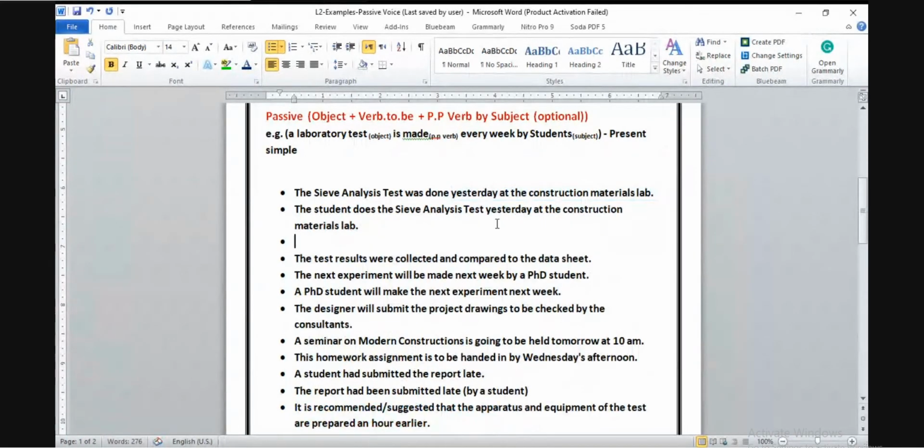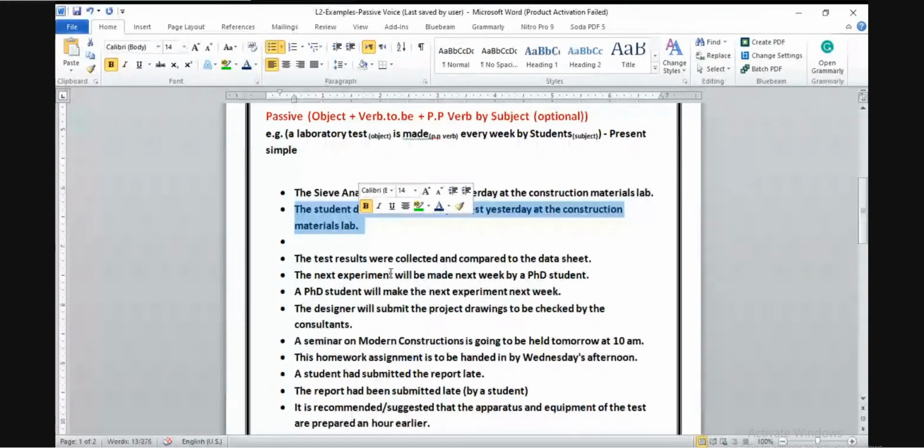So Muntazar, let's complete the sentence with me. Yesterday at the Construction Materials Lab. Okay, Muntazar, what do you think is wrong with the sentence? The student does the sieve analysis test yesterday at the Construction Materials Lab.